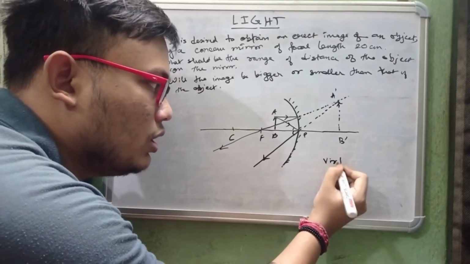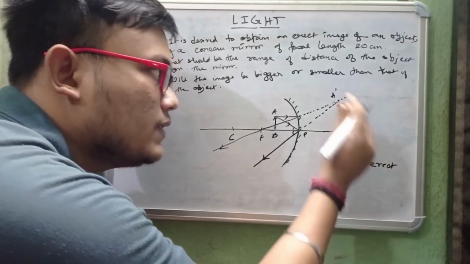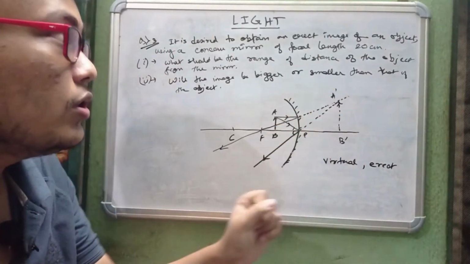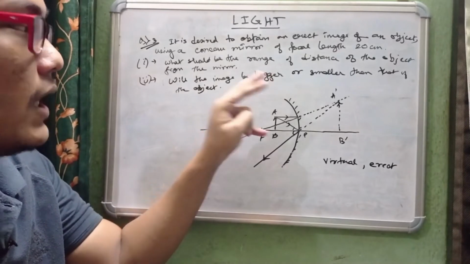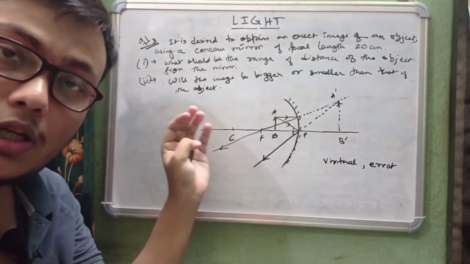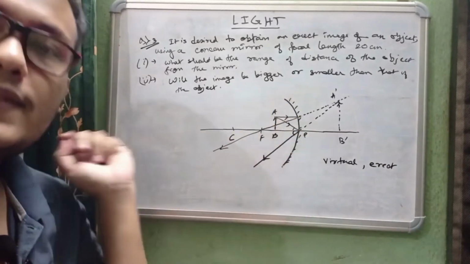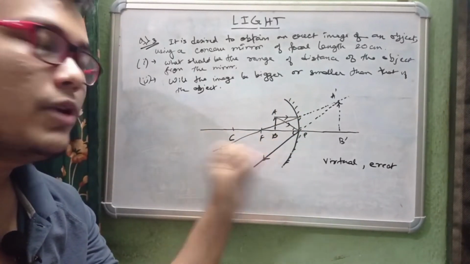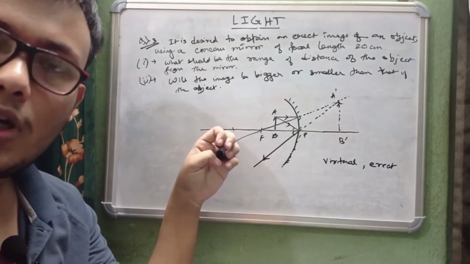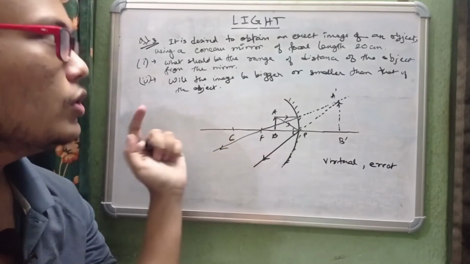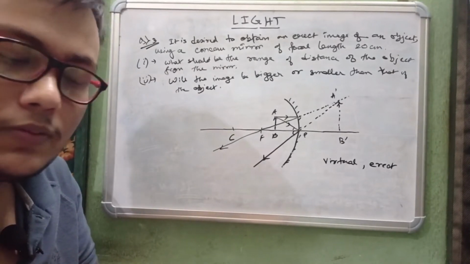We get a virtual image, and which is erect, right? We can see here it is erect and it's virtual. And the second part asks what will be the size of the image, will it be bigger or smaller than that of the object. So we can clearly see from the diagram that the image will be of greater size, it will be bigger than that of the object, right? So this was our third question, which is very commonly asked in your exams.